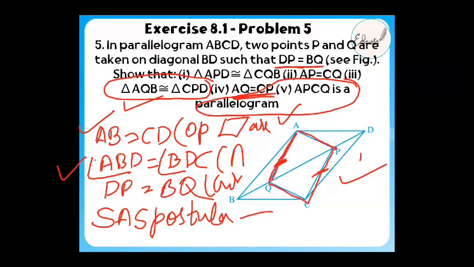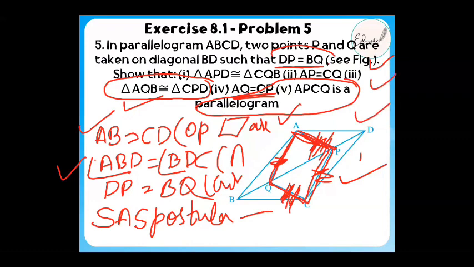APCQ. Can you prove this is a parallelogram? Yes. How can we prove it? Because we have already proven that AP is equal to QC, right? AP is equal to QC, we already proved that. PC is equal to AQ, we already proved that. If we have proven all these are equal, then it becomes a parallelogram.